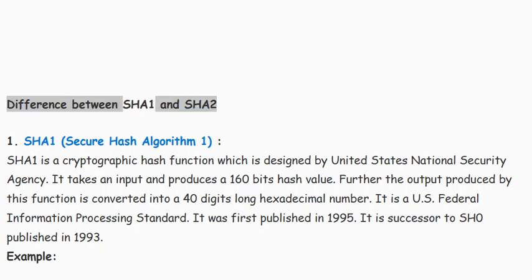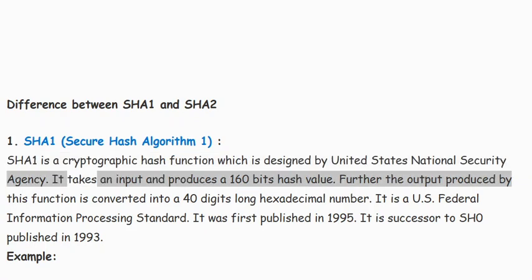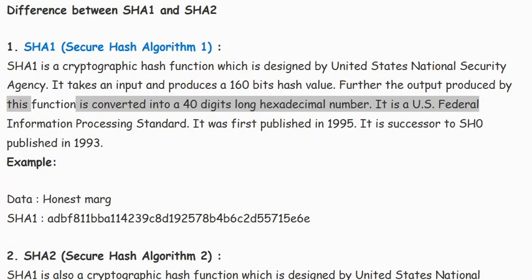Difference between SHA1 and SHA2. 1. SHA1, Secure Hash Algorithm 1. SHA1 is a cryptographic hash function which is designed by United States National Security Agency. It takes an input and produces a 160 bits hash value. Further, the output produced by this function is converted into a 40 digits long hexadecimal number.